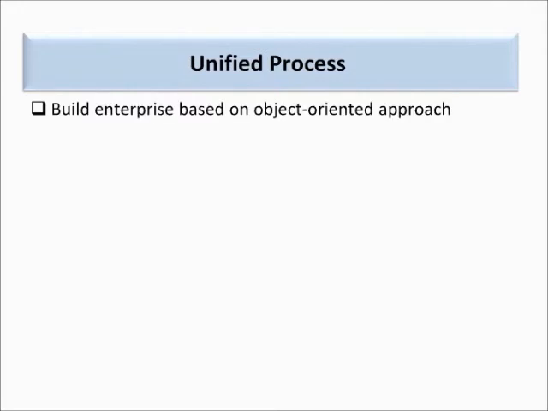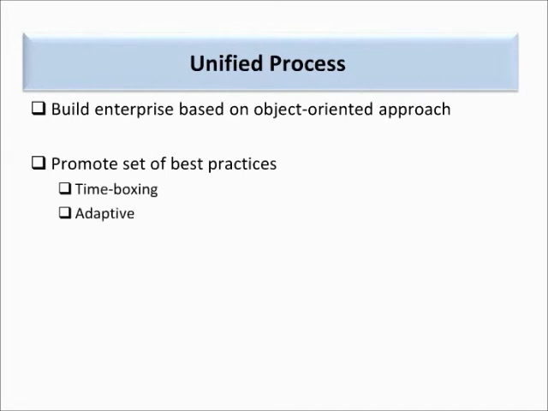The unified process has emerged as a popular iterative and incremental development process for building enterprise systems based on an object-oriented approach. It promotes a set of best practices, namely that development should be organized in short time-boxed iterations and that it should be adaptive to accommodate inevitable change. These are time boxing, which is a short fixed period of time devoted to each iteration. Adaptive means that adjustments are allowed at each iteration.